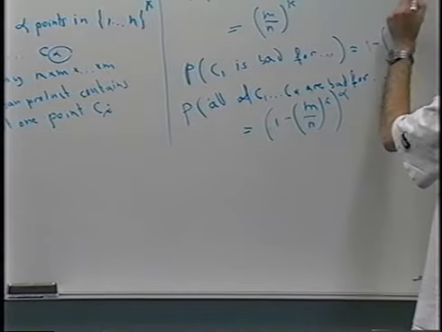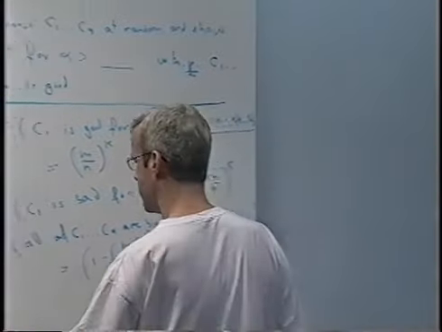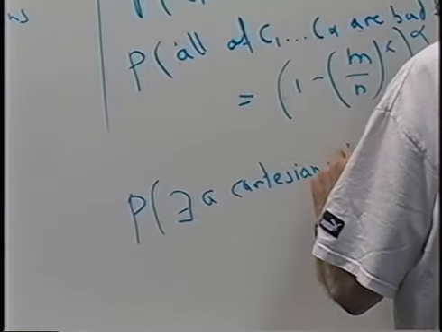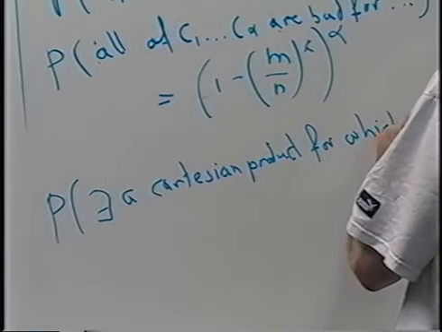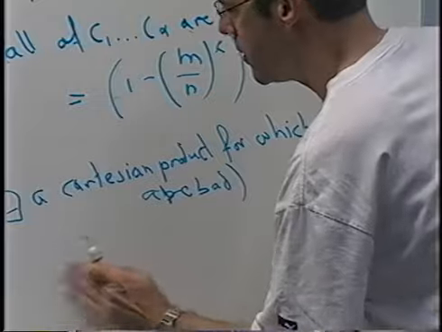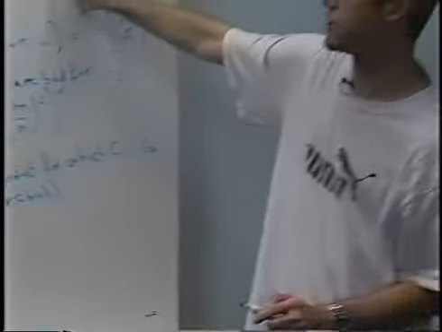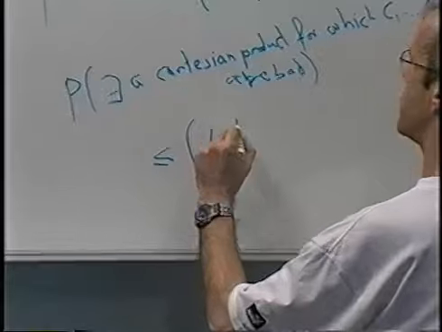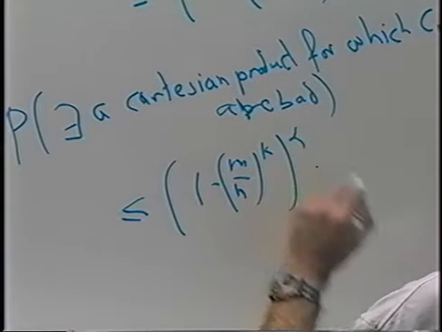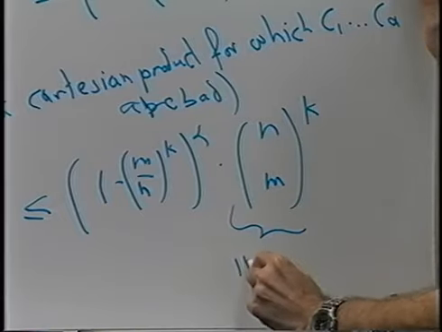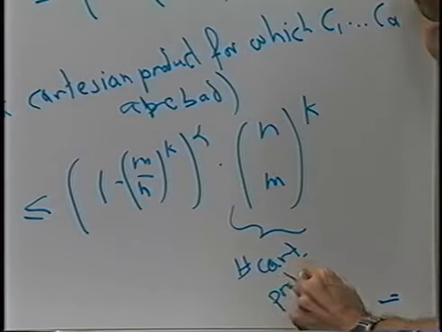Okay? So now, we don't need to worry about just this set. We need to worry about all possible sets. So what is the probability that there exists a Cartesian product for which C1 up to C alpha are all bad? That probability, by the union bound, okay? This calculation did not depend on the fact that this was this particular set. It could have been any Cartesian product, right? So by the union bound, it's at most this times the number of Cartesian products. So it's less than or equal to 1 minus m over n raised to the power k, raised to the alpha, times n choose m raised to the power k. Because that's the number of Cartesian products. Okay?